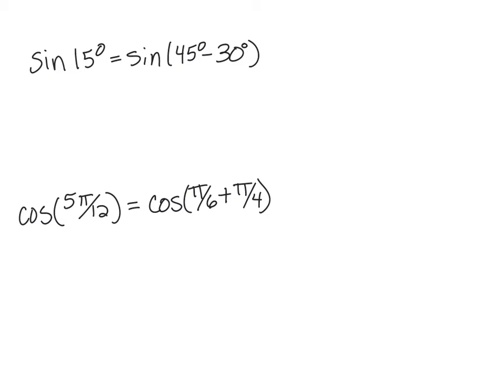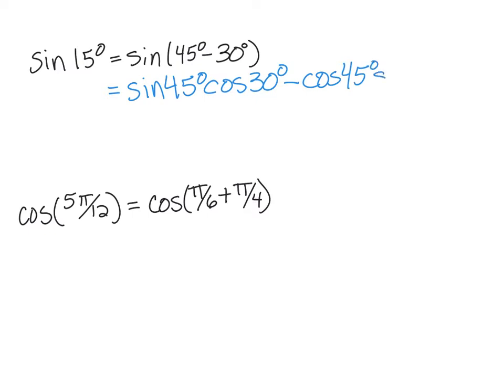First problem: if I have the sine of 15 degrees, I can break 15 degrees down into 45 minus 30, which gives me two common angles. Now when I'm using the sine of the sum or difference, it's always the sine of the first angle, cosine of the second. If that's subtraction, then that's subtraction. Then cosine of the first, sine of the second. Now these are values that we should know by now. If you don't know them right off the bat, then I recommend you use your cheater circle.